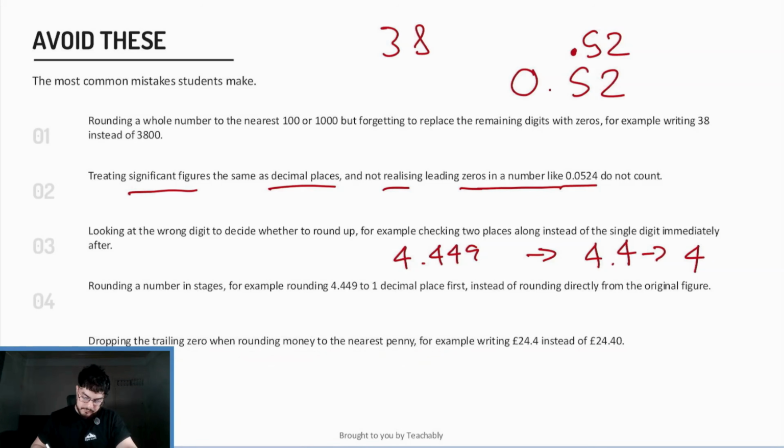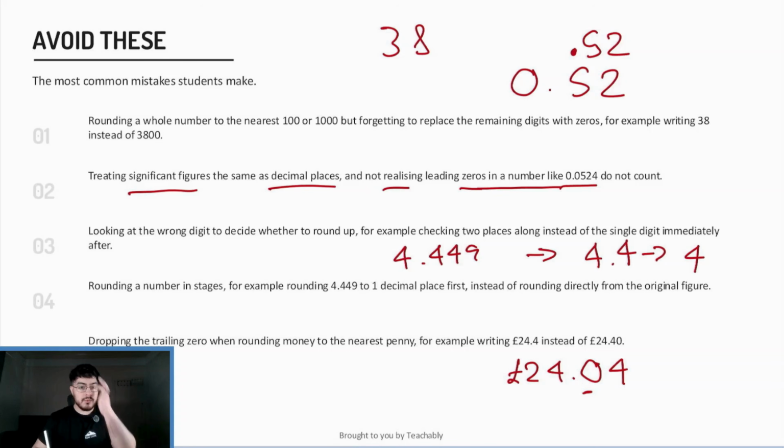And finally, dropping the trailing 0 when rounding money to the nearest penny. For example, £24.4 — £24, 4 pence. Do you see how ridiculous that sounds? That's not 4 pence, that's 40 pence. But because you didn't put the 0, it looks wrong. If it was 4 pence, it would be 04.